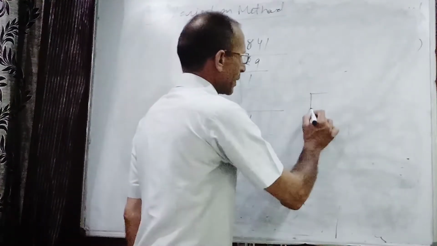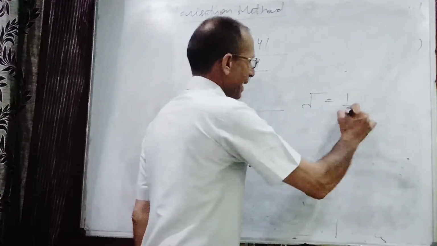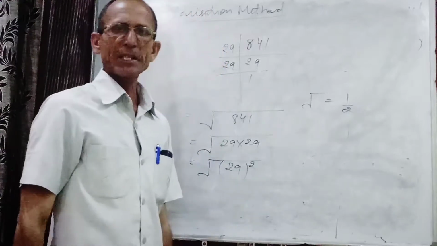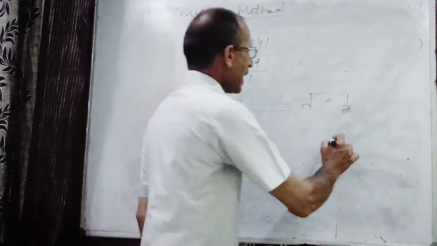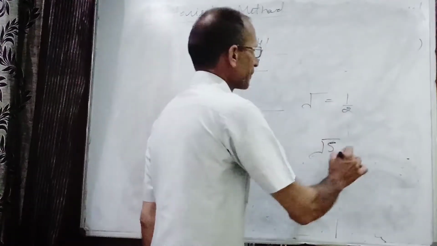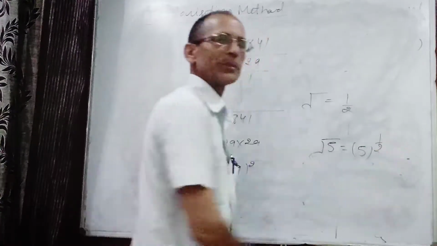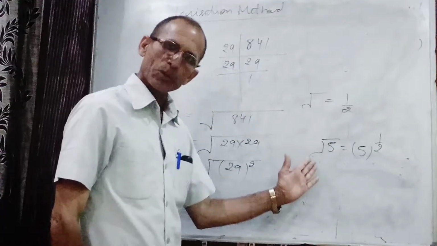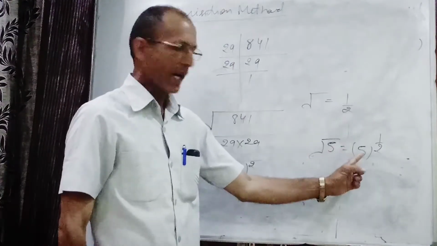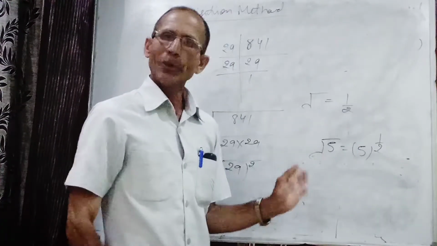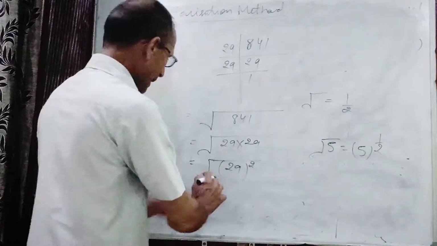One more thing I would like to explain here. The value of root is 1 by 2. Suppose root 5 is written, you can write it like this also. No problem, both are equal. You can write root 5 or you can write 5 raised to the power 1 by 2. Both are equal.